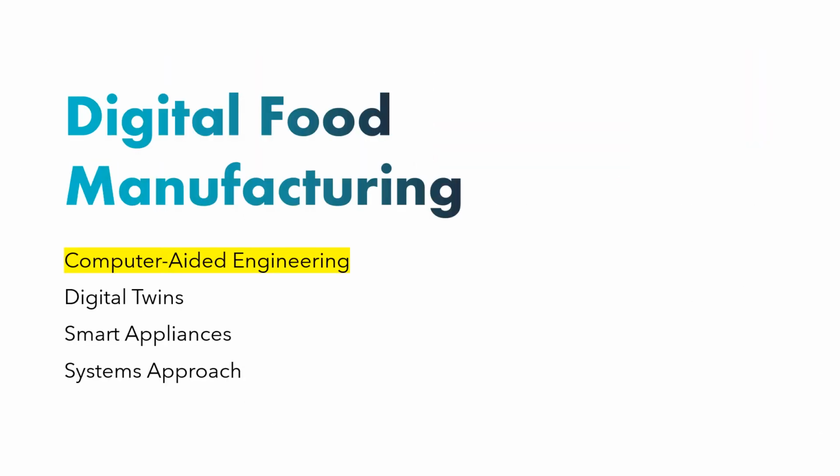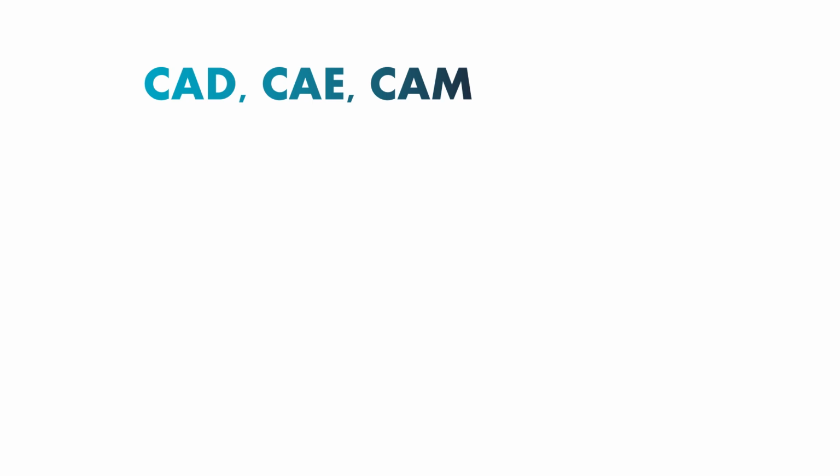We're going to start with computer-aided engineering, which is one of the 4 items that we're going to talk under this digital food manufacturing. I'm going to now define these 3 terms that we use, sometimes even interchangeably, but maybe it's a good idea to try to define it a little bit. So these are computer-aided design, computer-aided engineering, and computer-aided manufacturing.